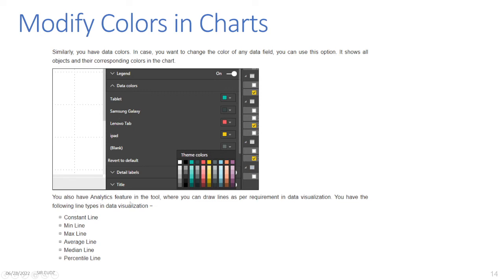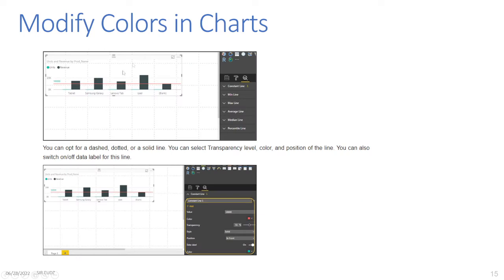You also have the analytics feature in the tool where you can draw lines as per requirement in data visualization. You have the following line types in data visualization: constant line, minimum line, max line, average line, median line, and percentile line. So just like this one, you can opt for a dashed, dotted, or a solid line. You can select transparency level, color, and position of the line. You can also switch on and off the data label for this line.